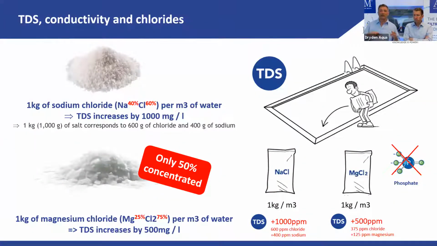And this is why, if we say add 1 kilogram of salt or magnesium, you can take it more or less as equal. Let's say you have a pool of 100 cubic meters and you want to add 1 kilogram per cubic meter of salt. That would be 100 kilograms. That would be 3 bags of salt, or 1 bag of magnesium chloride. And you would get more or less to the same value.